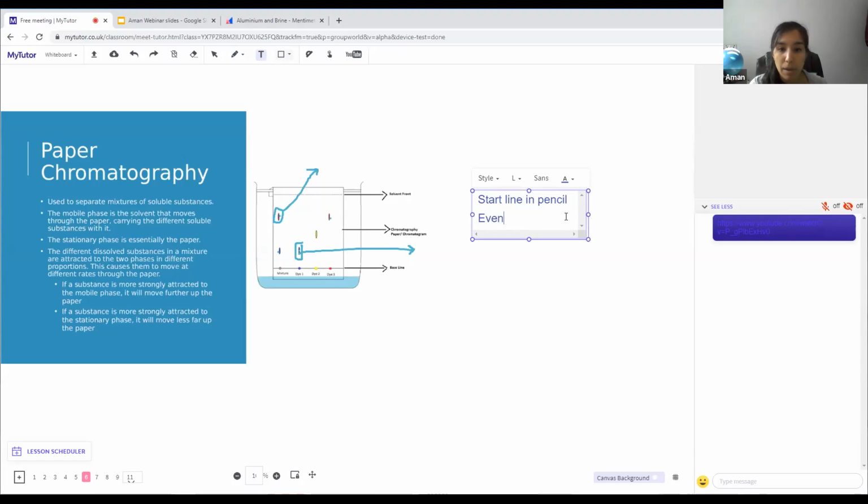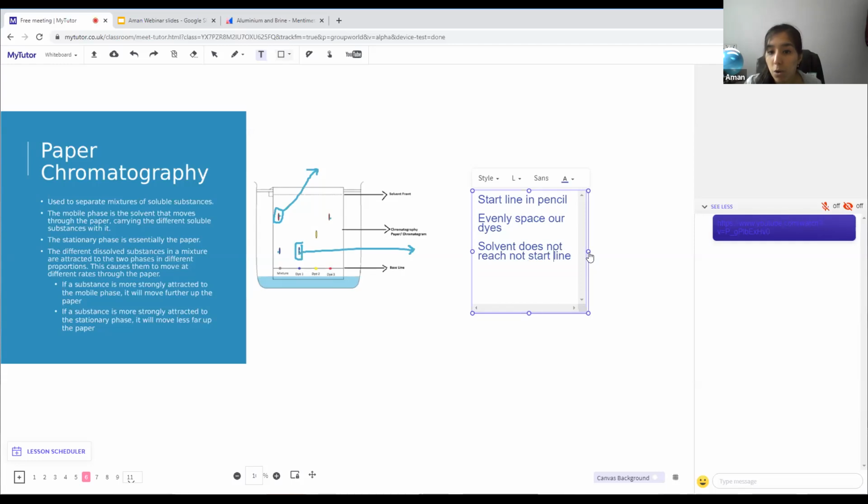We need to evenly space our dyes, or whatever we're doing chromatography on. As well as that, you need to make sure that the solvent does not reach the baseline or the start line. It's really important that the solvent does not reach that start line, because otherwise it will essentially dissolve the dyes, and we don't want that. We want the solvent to move itself up the paper. Good. Okay, so they're the three main points.